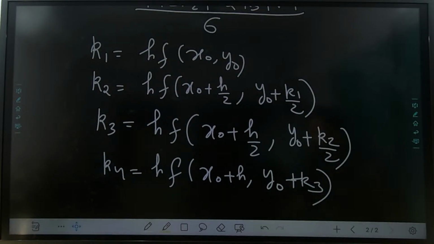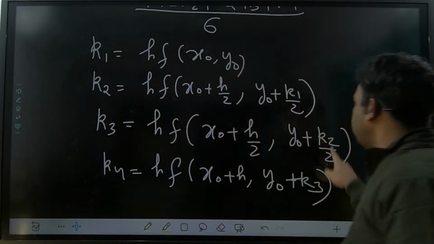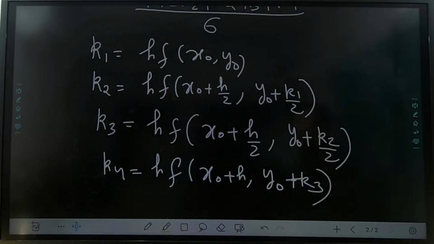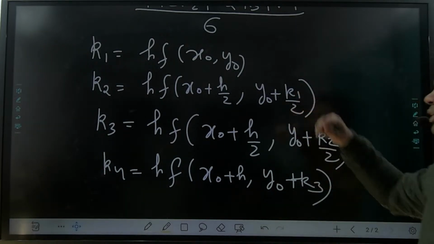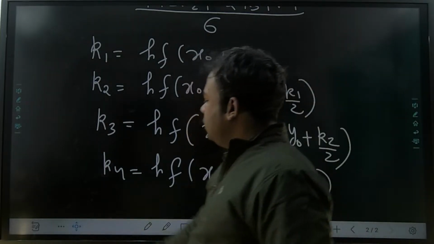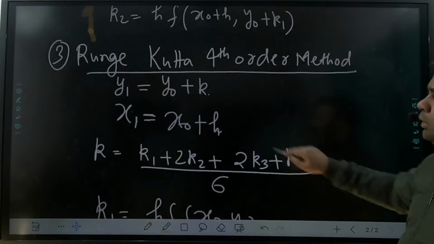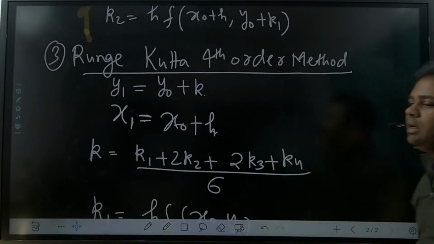So k4 can be calculated once k3 is calculated, as you can see. k3 can be calculated once k2 is calculated because k2 by 2 is here. k2 will be calculated once k1 is calculated because k1 by 2 is there. Once you know all this, k1, k2, k3, k4, then you can go with this evaluation and put this k over here to get the y1 at that x1.